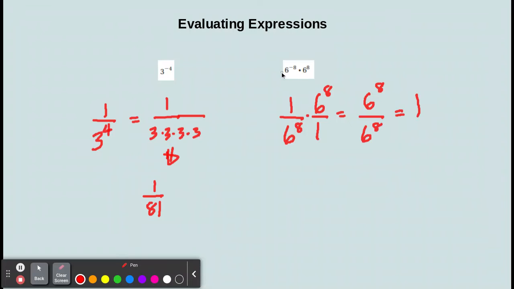The other way to look at this one is the product of powers property. We could say 6 to the negative 8 times 6 to the 8th is the same thing as adding these two exponents. So 6 to the negative 8 plus 8 is 6 to the 0 power, and we know anything to the 0 power is 1. Both of those ways work.